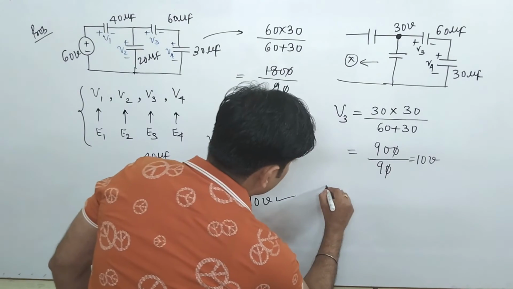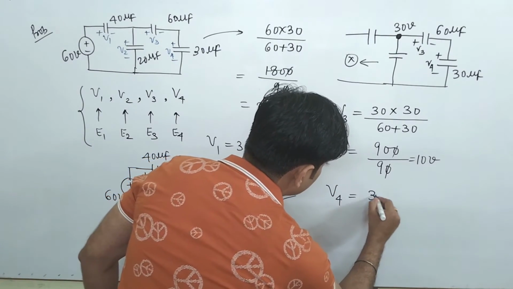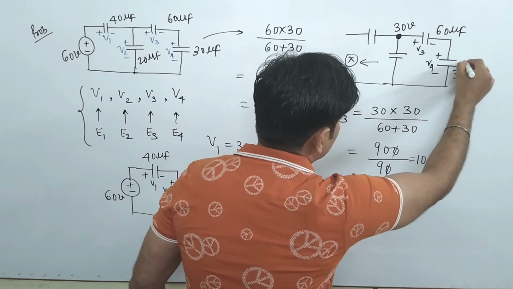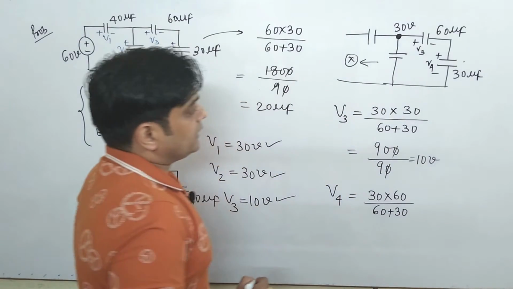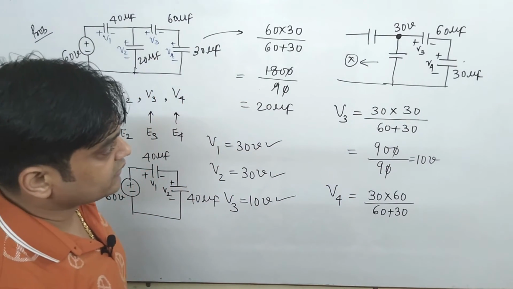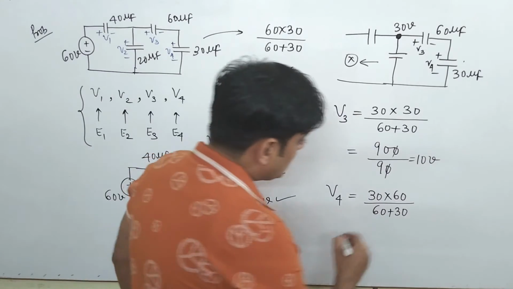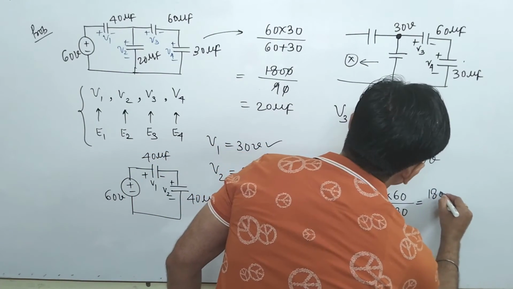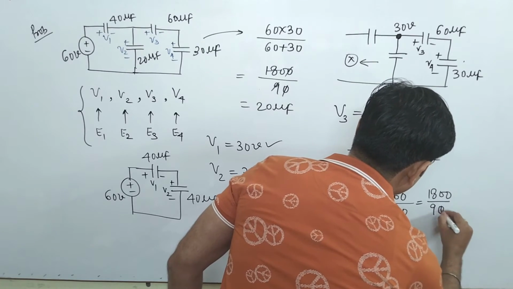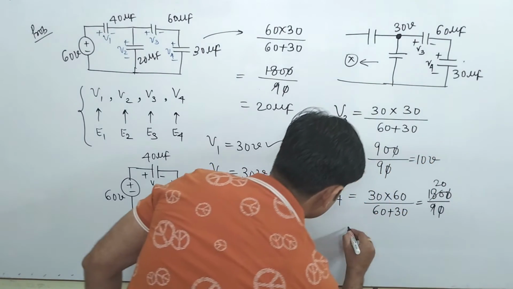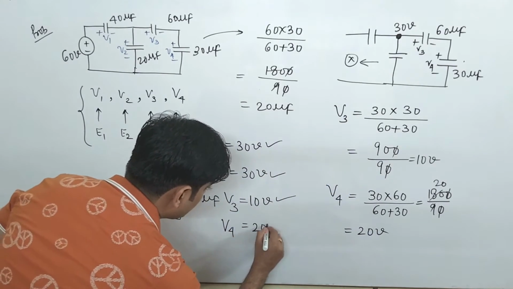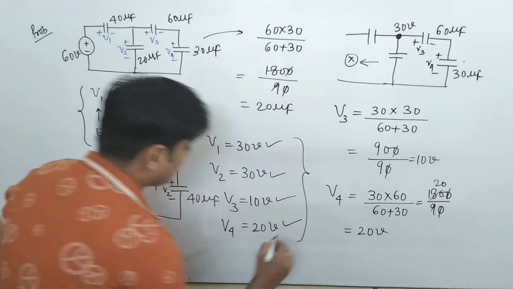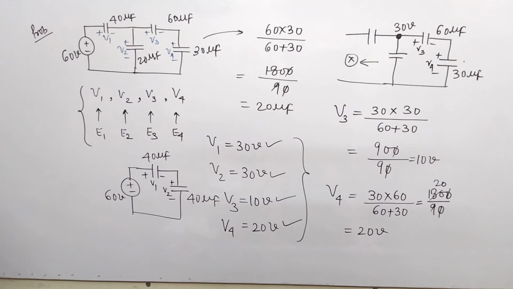Now when you talk about the value of V4, that comes to be again 30 into 60. V4 is the voltage across this capacitor, that is 30 microfarad. So it is 30 into 60 upon 60 plus 30. That comes to be 1800 upon 90, and that comes to be 20 volt. So the value of V4 is 20 volt. So finally you can get all the values of voltages, that is V1, V2, V3 and V4.